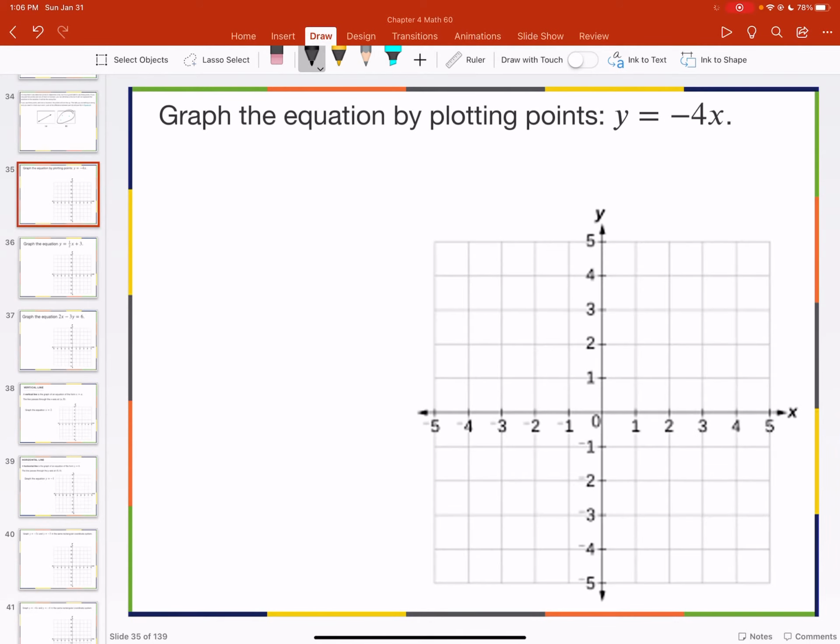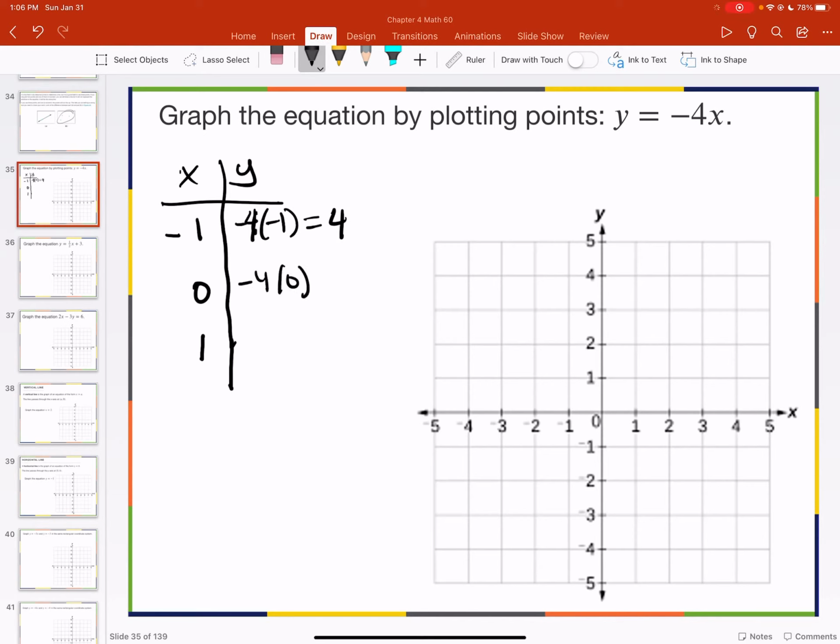Okay, so let's do this one here. Graph the equation by plotting points: y equals -4x. I'm going to do an XY chart. I'm going to let x be -1, 0, and then 1. In this case, y is going to be -4 times -1, which is +4. Here it's going to be -4 times 0, so that's 0. And then here, -4 times 1 is equal to -4.